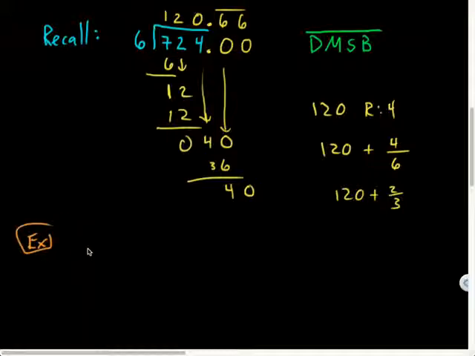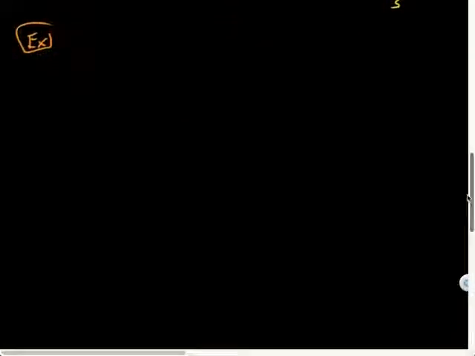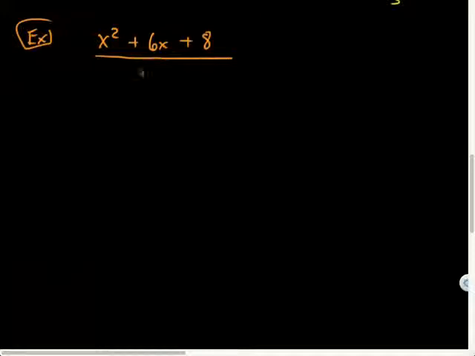So let's figure out this one. What if I'm dividing the following? What if I want to figure out x squared plus 6x plus 8? And I could actually write this a couple ways. I could write it all divided by x plus 3. I could write it this way, divided by x plus 3. That's the same thing, right?